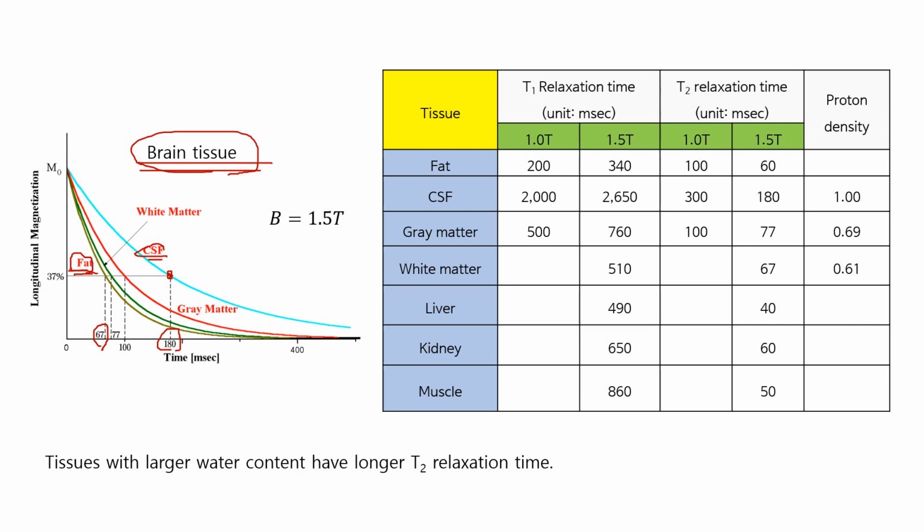Summary: tissues with a large water content have a long T2 relaxation time. We can see this behavior in the brain tissues.